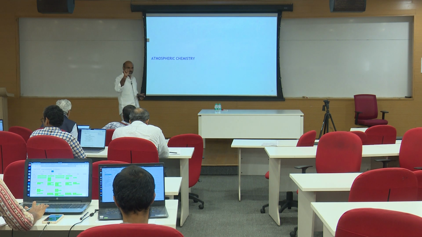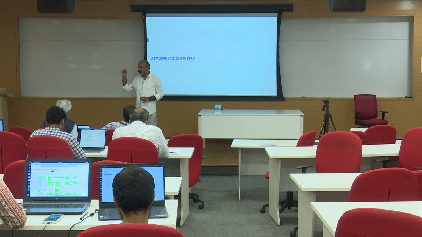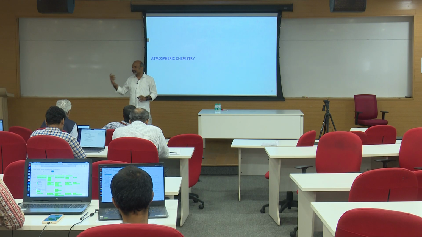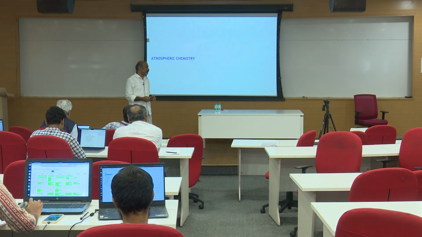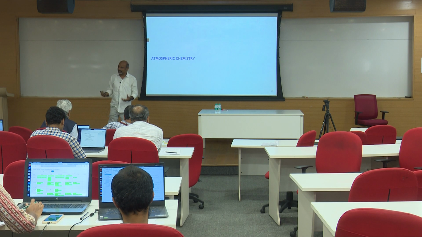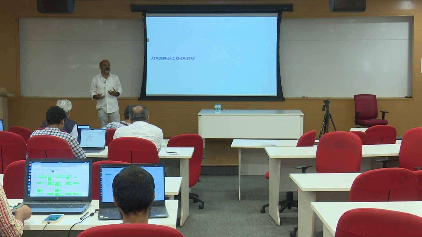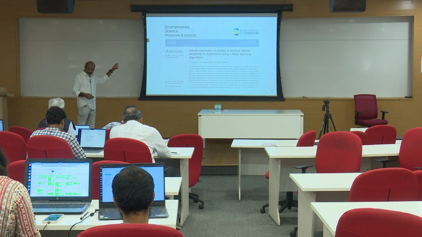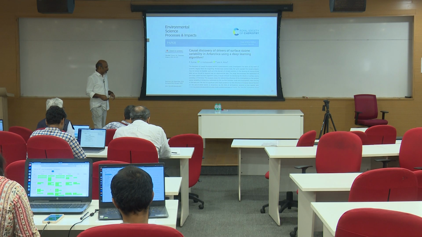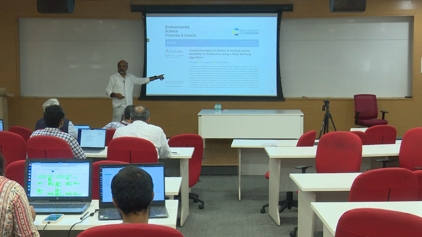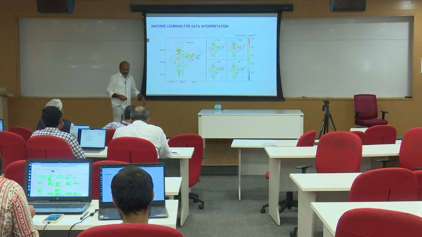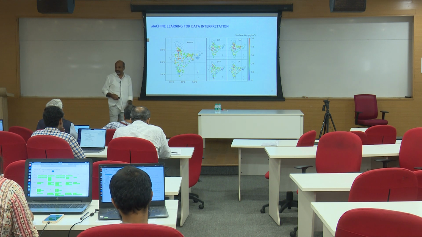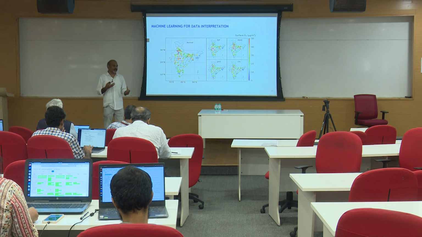So we were talking about application of ML methods for finding drivers, finding relationships, and how you interpret. If you have data and there is something anomalous, whether you can interpret something with those models. So this is one of the first papers published in atmospheric chemistry applying ML on surface ozone in Antarctica. We wanted to look at what is happening in Antarctica.